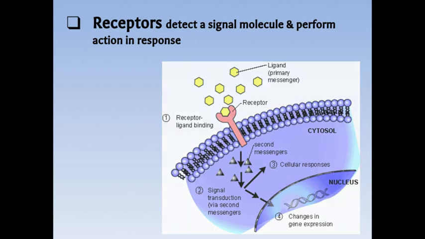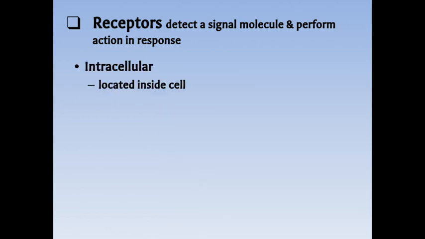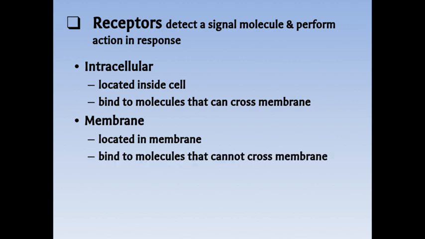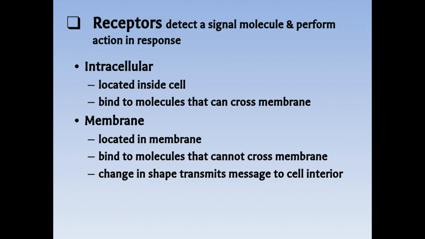of membrane proteins. These receptors can be intracellular, which means they're located inside the cell. They'll bind to molecules that can cross the membrane, such as steroid hormones like estrogen and testosterone. And then you can have receptors that are embedded in the membrane, like in the diagram I just showed you. They'll bind to molecules that can't cross the membrane, like protein-based hormones like insulin, which will then cause a cellular response. Change the shape interior, transmit the message.